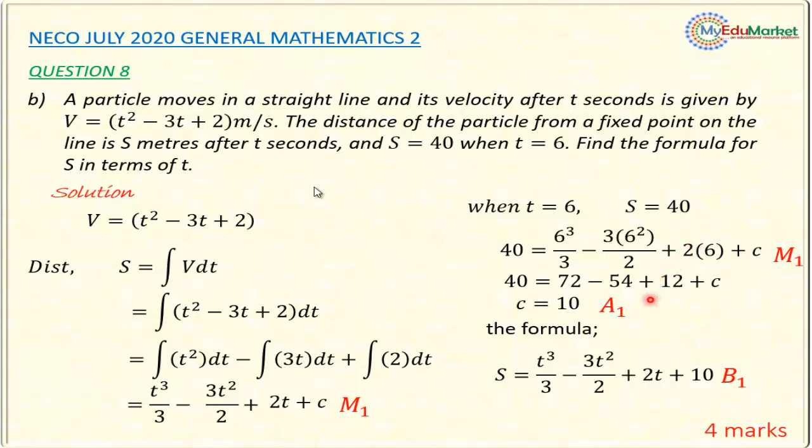And getting the value of c exactly equal to 10, you have an accuracy mark. And substituting the value of c in this expression for s in terms of t to get t raised to 3 over 3 minus 3t squared over 2 plus 2t plus 10, that gives you a bonus 1 mark. So the question has a total of 4 marks.